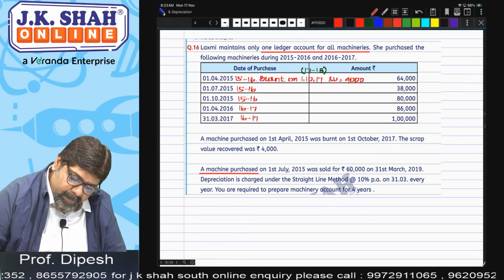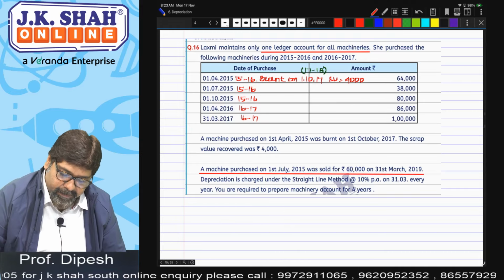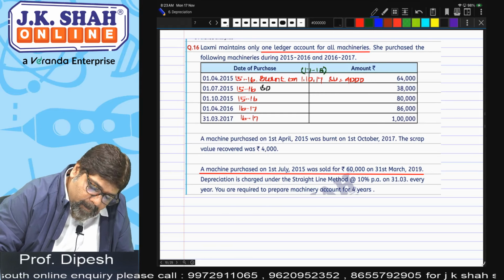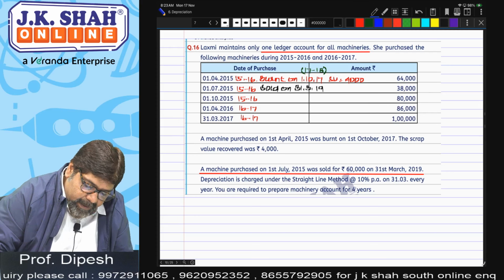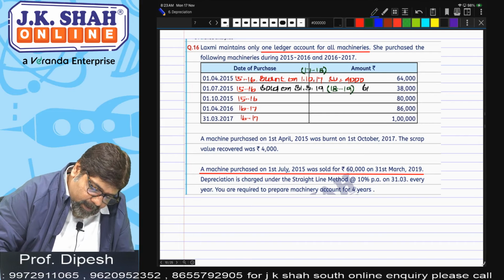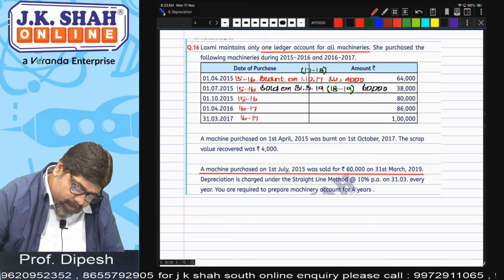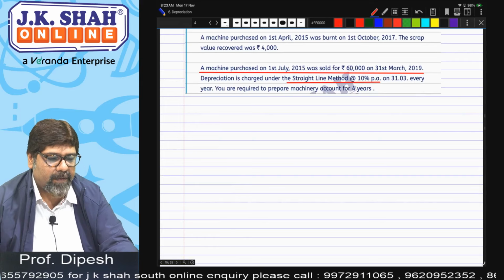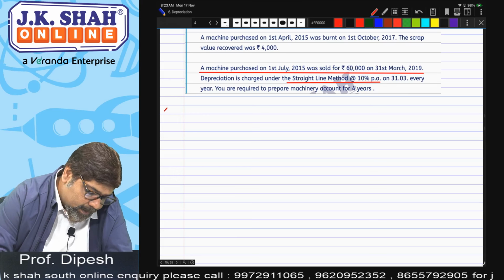Then a machine purchased on 1st July 2015 was sold for 60,000 on 31st March 19. Sold on 31st of March 19, that is 18-19. For how much? 60,000. Depreciation is charged under straight line method at the rate of 10% on 31st of March. You are required to prepare machinery account for 4 years. Correct? Yes. Okay. Step 1.